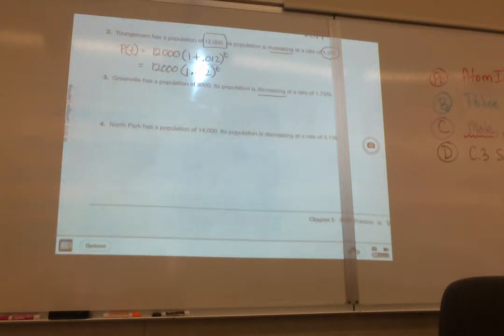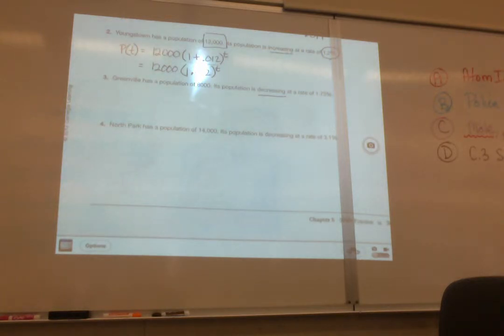You don't need your calculators. You're reading 3 and 4, and you're setting up the equations, please. Guillermo. 2 is up there. It's all compound. Is this all compound? Yes.